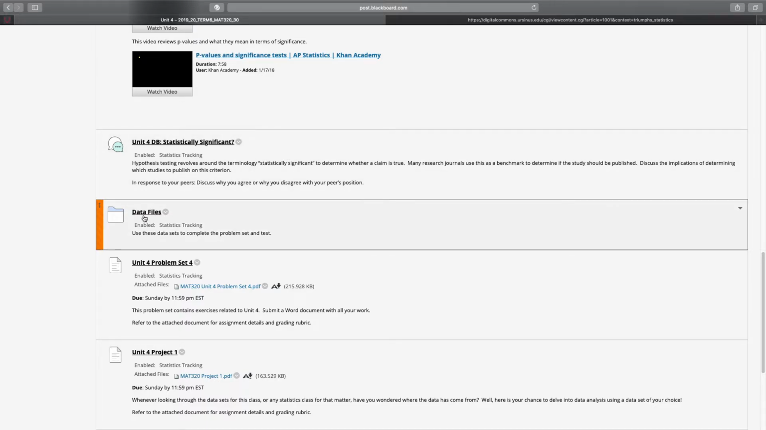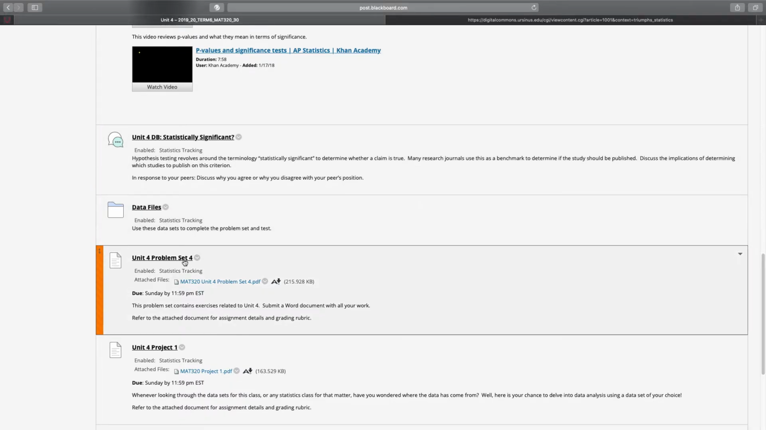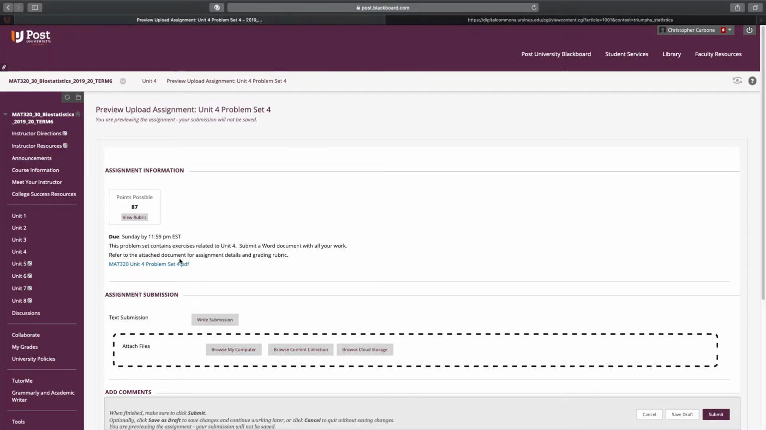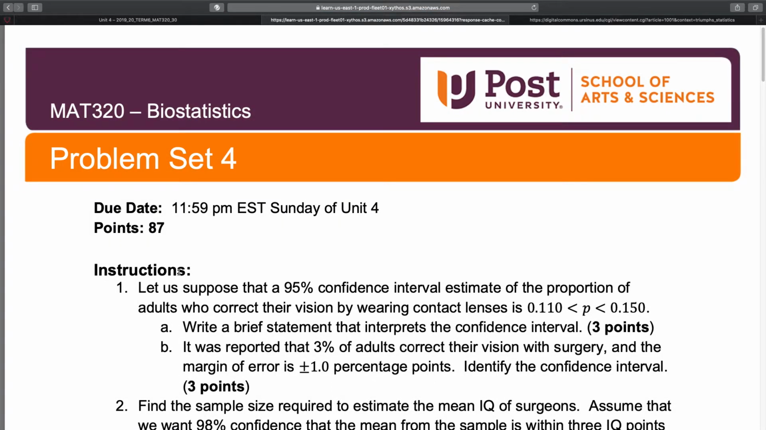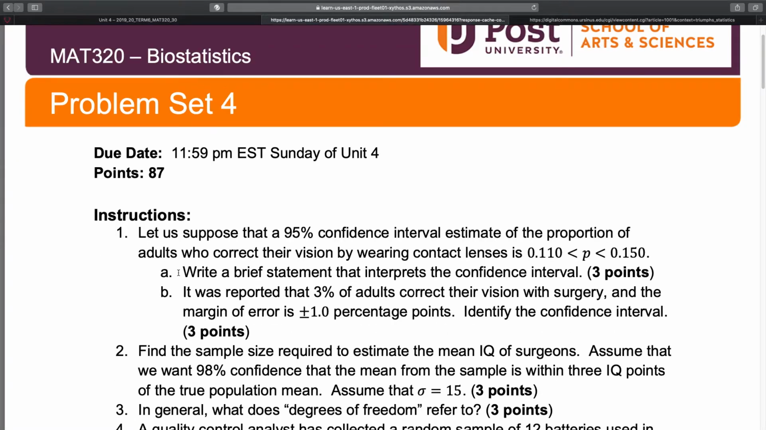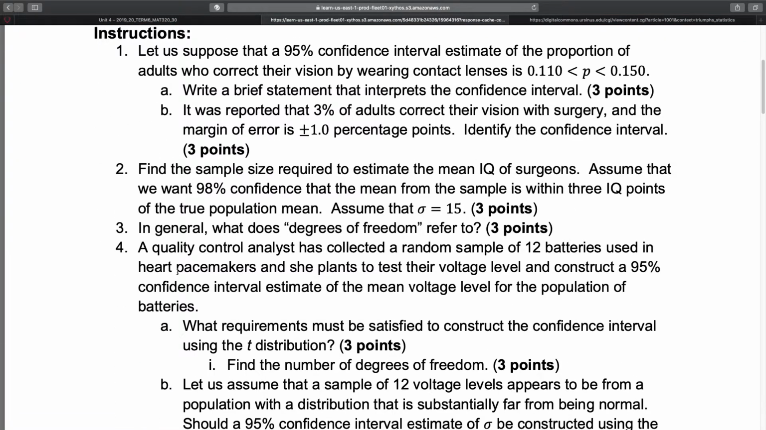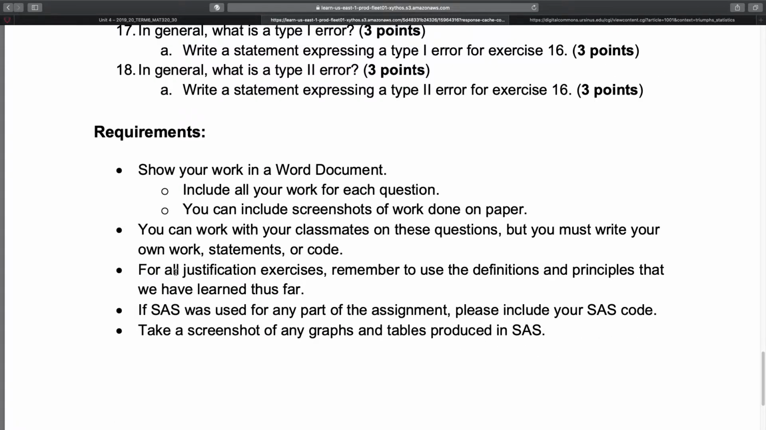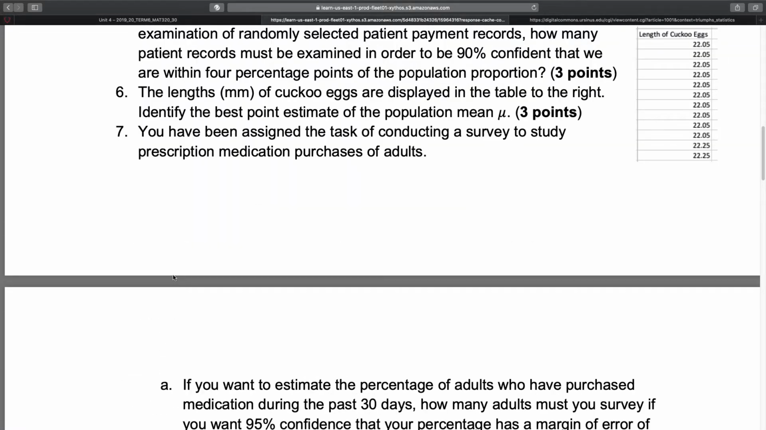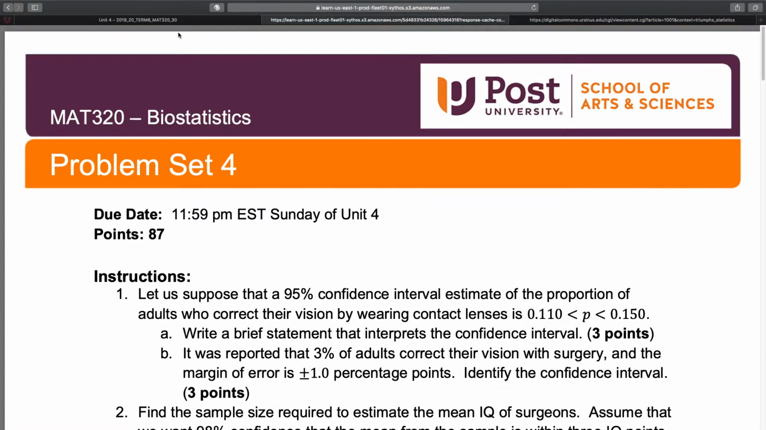I have the data files connected in here. The Unit 4 problem set is on here, and I clicked on the wrong link, but you could go on there to submit it. Here we go. Here's the Unit 4 problem set. As you can see, there's 87 points on it. It goes through a whole bunch of questions involving confidence intervals and hypothesis tests, a little bit of bootstrapping, that type of thing.